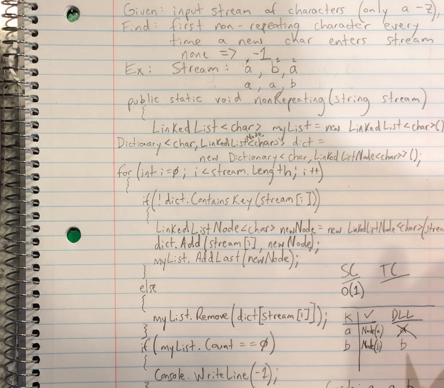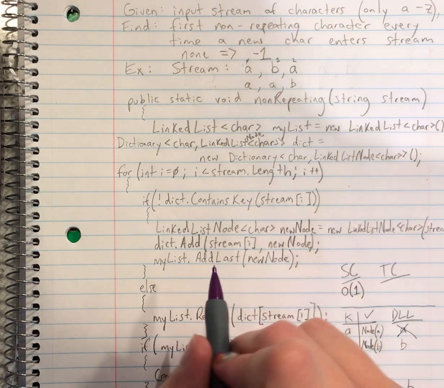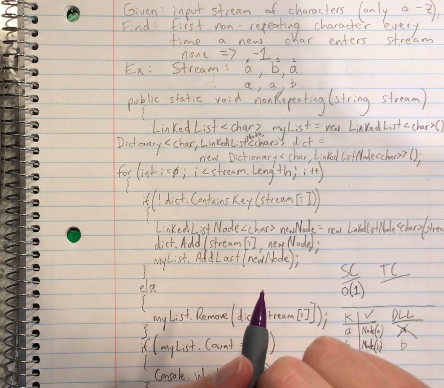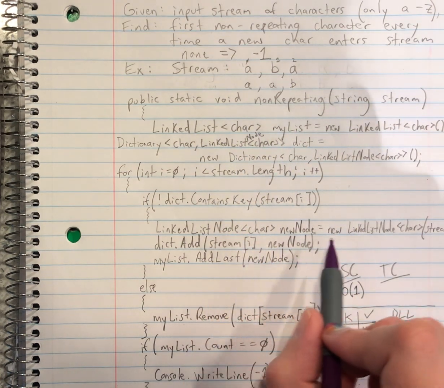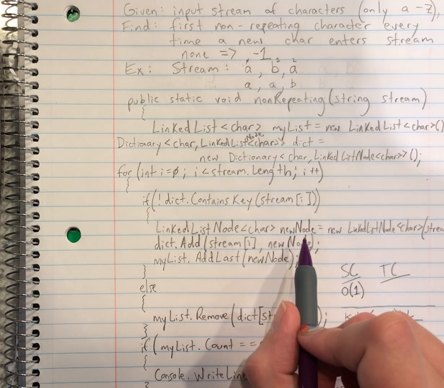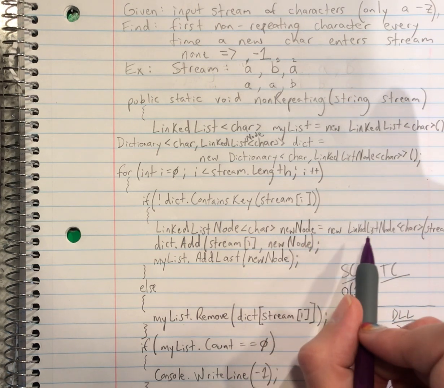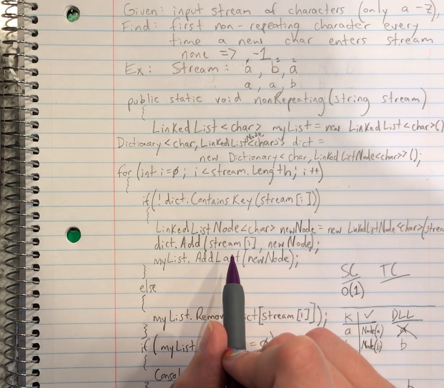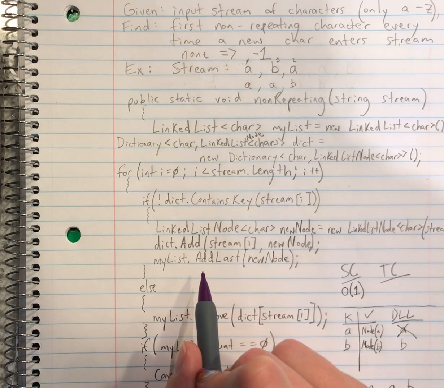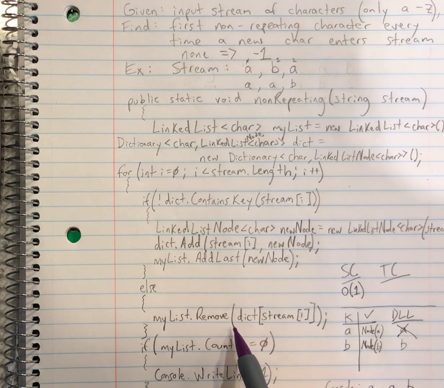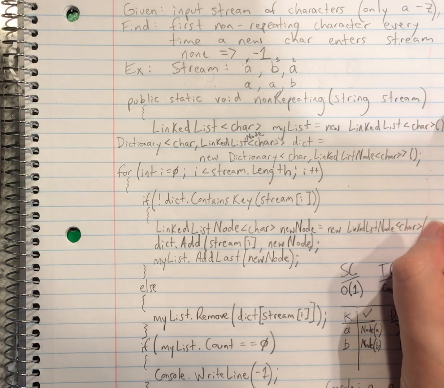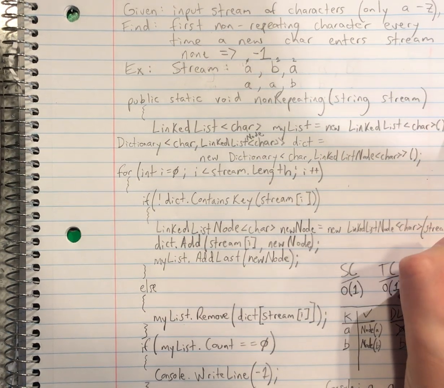Time complexity, also constant. These actions that we're performing, let's see, creating new data structures, constant. Adding a new node, constant. Inserting to a dictionary, constant. Adding to a doubly linked list, constant. Removing a specified node from a doubly linked list, constant. And writing out to the console is constant. So our time complexity for this solution is also constant.